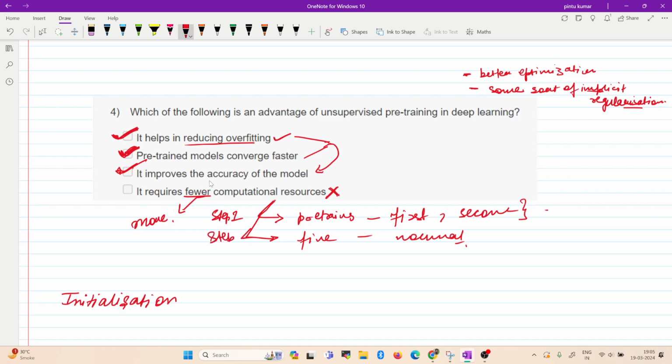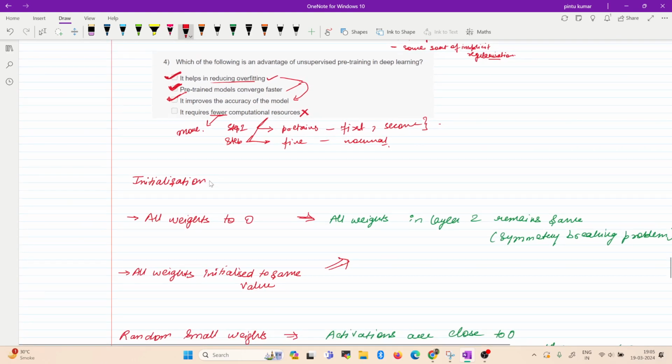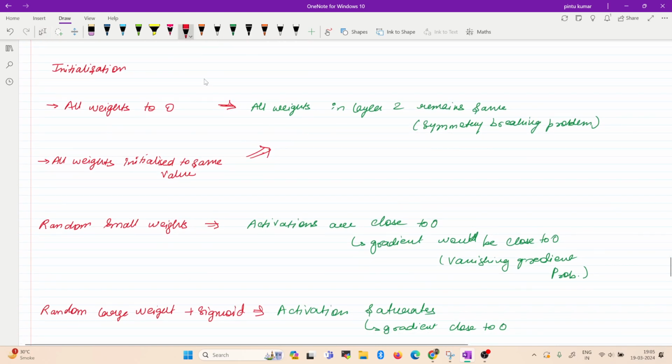The first three options are correct. Okay. We'll talk more about initialization now. I won't go into details of these things. Most of these things were displayed by the professor using experiments. I have just picked the crux out of it and tried to write it down.